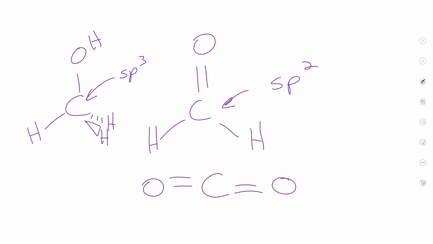We have to have 2 pieces on this middle carbon. This middle carbon's going to have 2 p orbitals that are unhybridized because it's got a double bond to the left and it's got a double bond to the right.